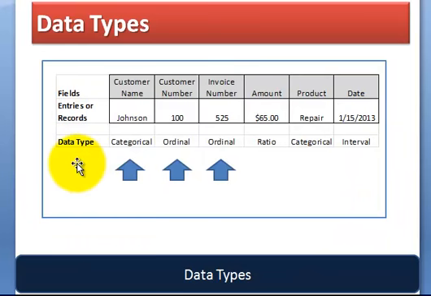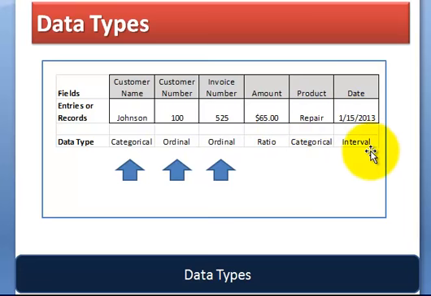So just to give you an example, Johnson would be categorical data. Customer number, I can order it. It would be ordinal, but it doesn't necessarily mean I know that there's 101, 102, 103. I think there's a typo in the book. It might have said this was categorical. Invoice number, the same thing. I think there might be a typo. This is ordinal data. The dollar amount is ratio data because I can say this order was 20% more than that order. Product, all I know is categorical.